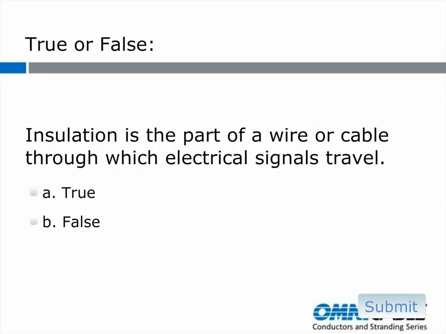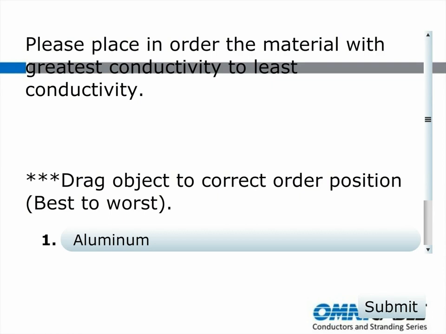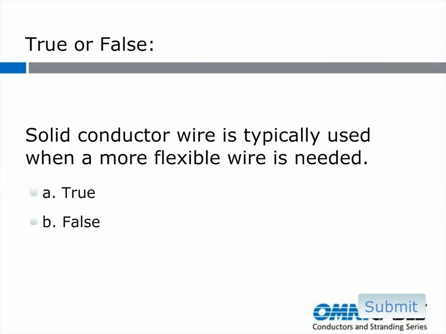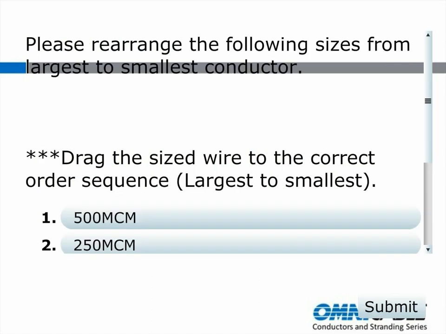True or false, insulation is the part of a wire or cable through which electrical signals travel. Please place in order the material with greatest conductivity to least conductivity. Drag object to correct order position from best to worst. True or false, solid conductor wire is typically used when a more flexible wire is needed. Please rearrange the following sizes from largest to smallest conductor. Drag the sized wire to the correct order sequence.